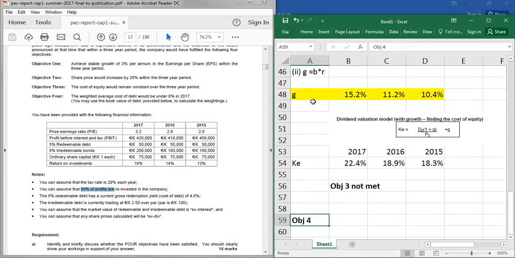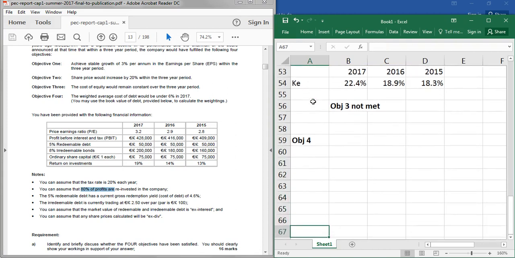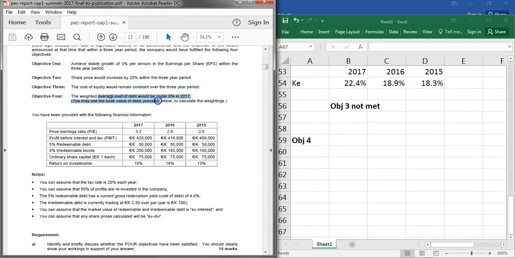And we're not asked for the weighted average cost of capital here. What we are asked for is the weighted average cost of debt. So we have two types of debt. We have redeemable debt and we have irredeemable bonds. And remember, we only asked for 2017.